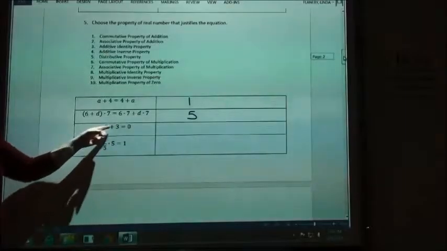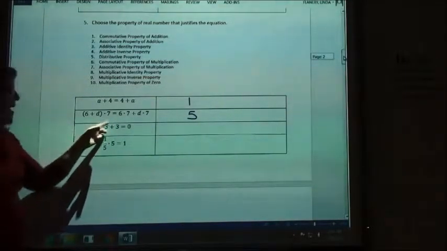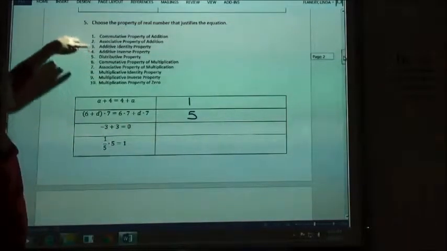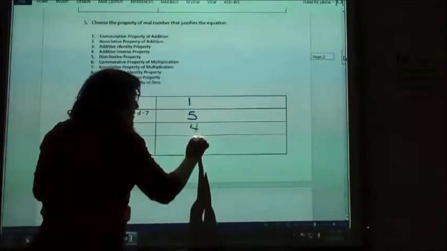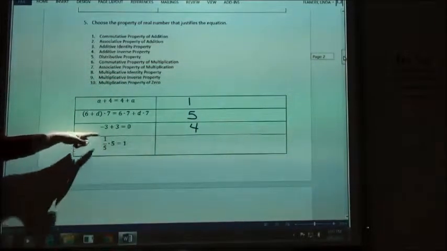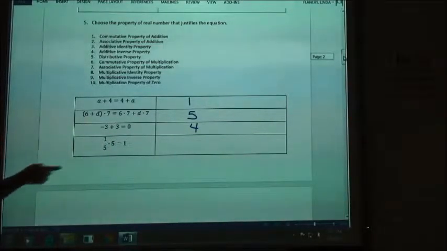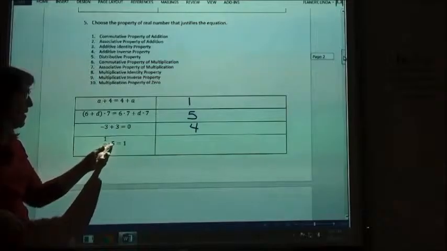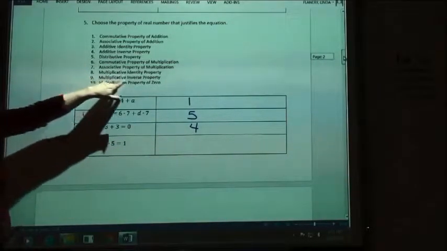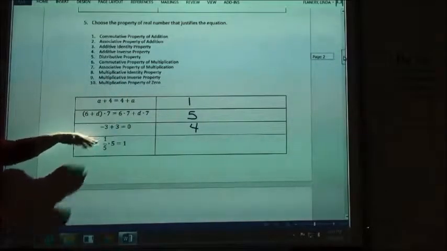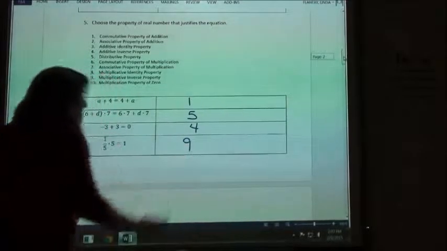Here, I'm adding opposites. I have a negative 3 and a positive 3. When I add opposites, I get an answer of 0. That's my additive inverse property. Inverse means opposite. Here, I have 1/5 times 5 equals 1. That's the one I said looked kind of weird. I'm taking something times its reciprocal, it's equal to 1. That's my multiplicative inverse property. Multiplying by the reciprocal. Multiplicative inverse, number 9.